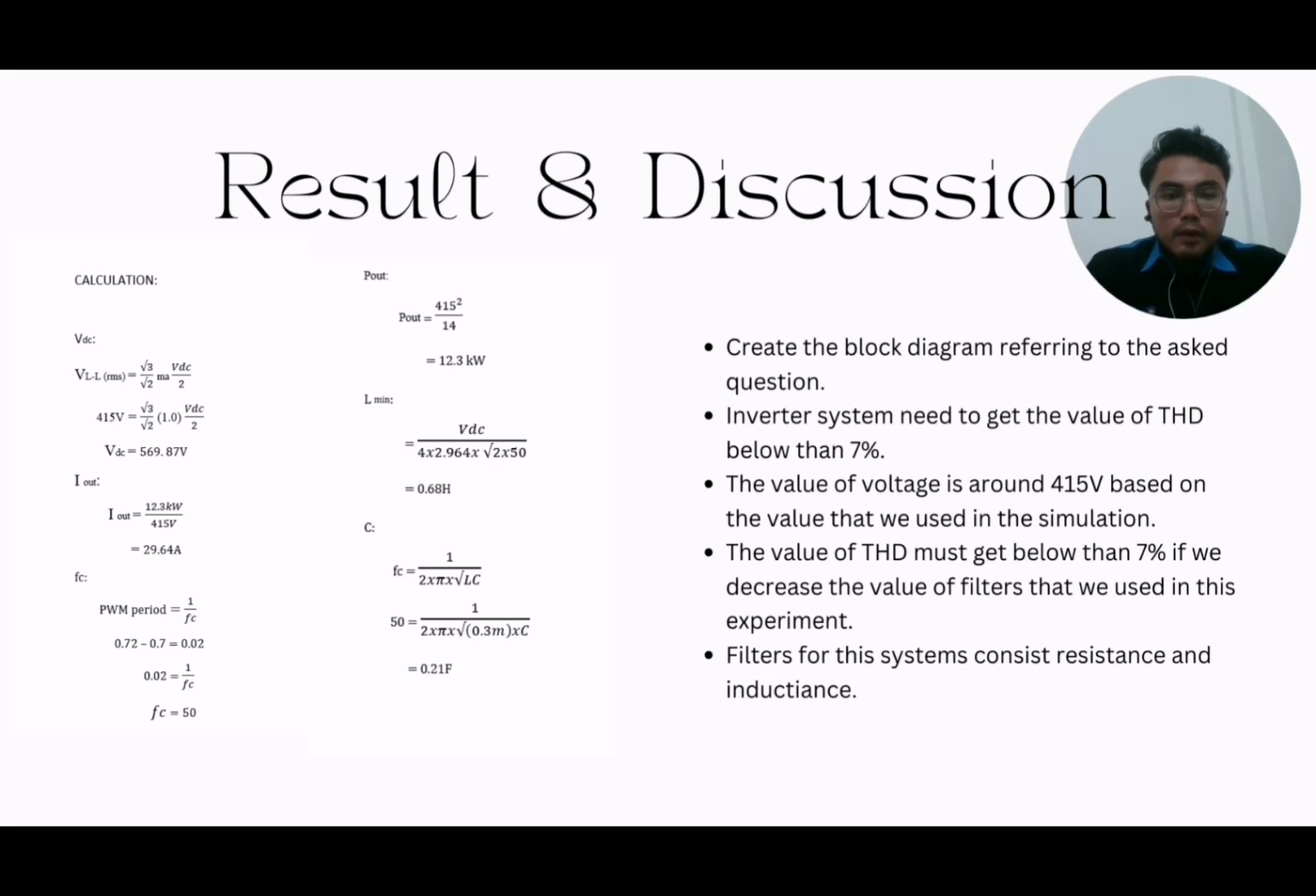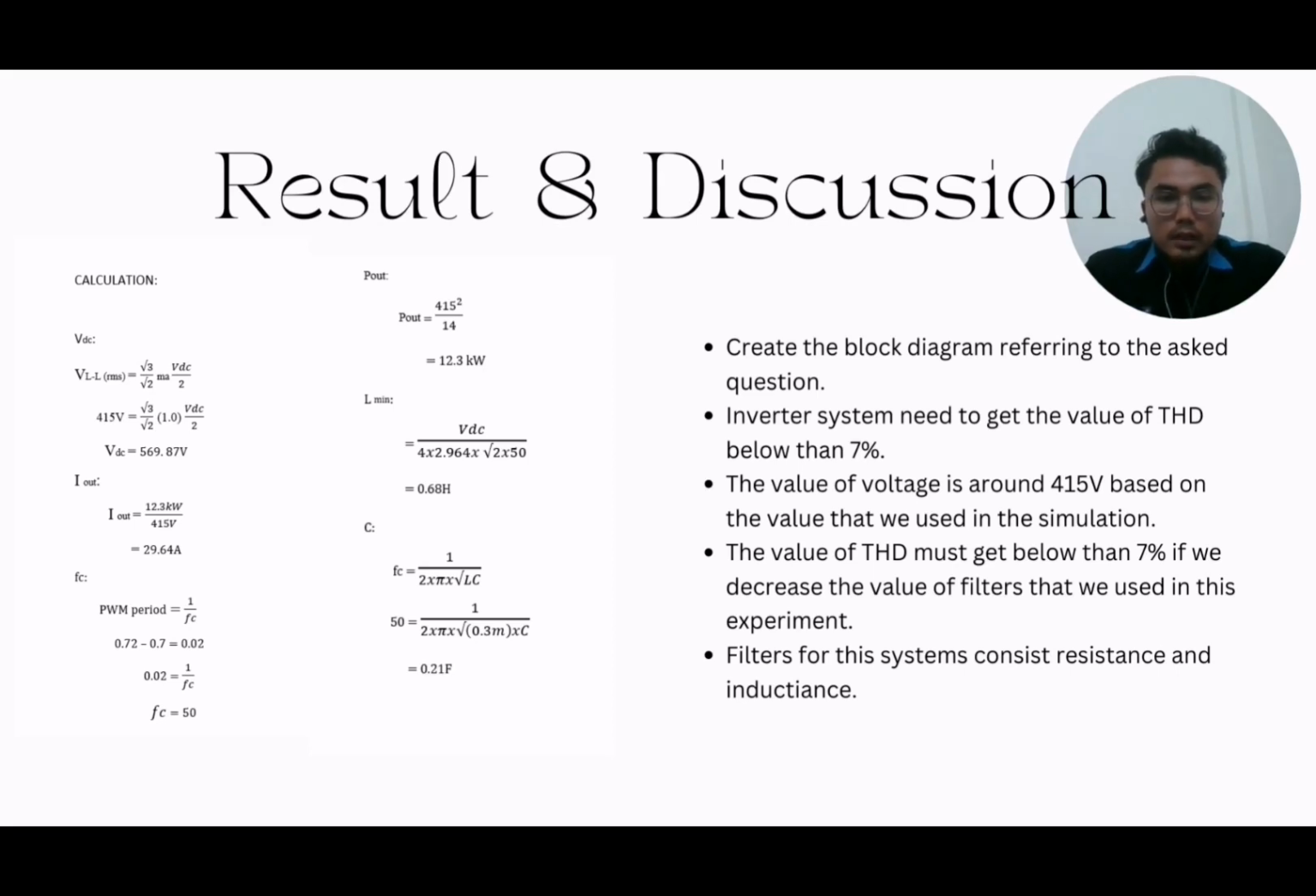So next, for FC, first we need to calculate the PWM period. Then to find the output power, use the basic formula to get the value, and the value is 50. And lastly, for this manual calculation, is to find the value of the capacitor.